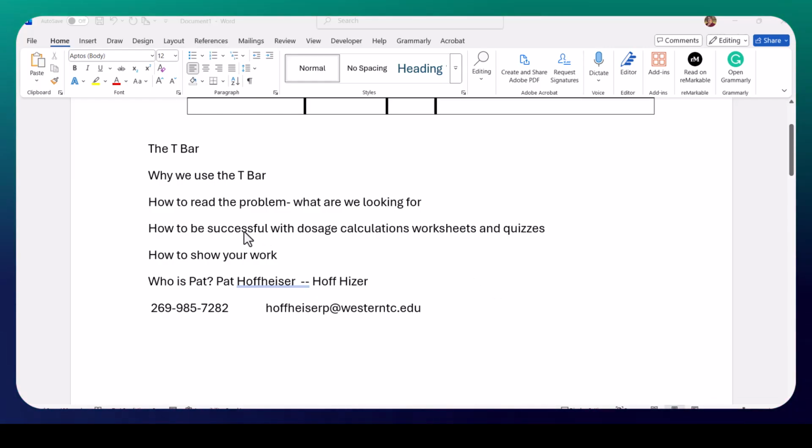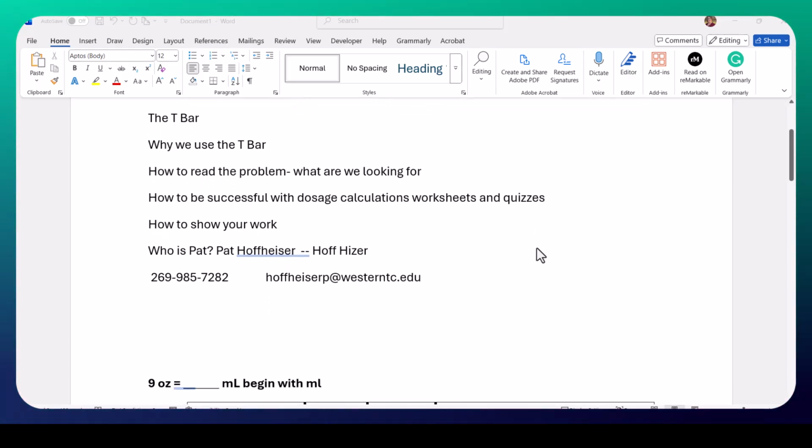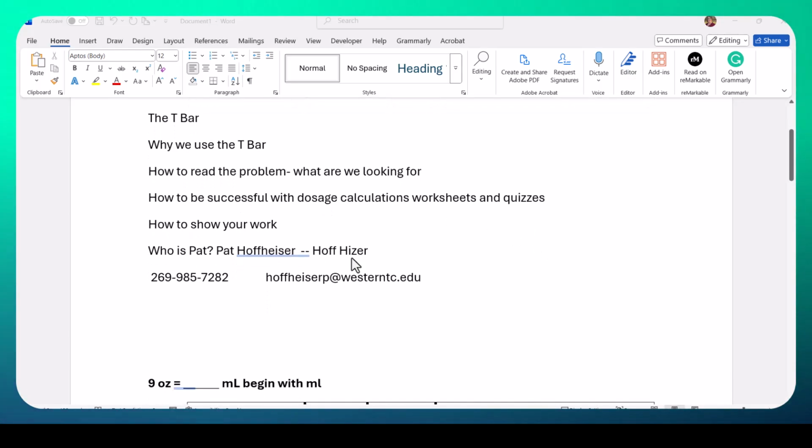All right, so I already mentioned how to be successful with dosage calculations, worksheets, and quizzes. You have to submit the answer sheet that has the T-bars on it, and you have to enter your work into the T-bar correctly to tell us that you are doing it right, and that's how you show your work.